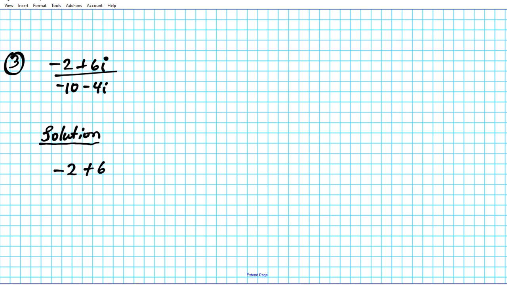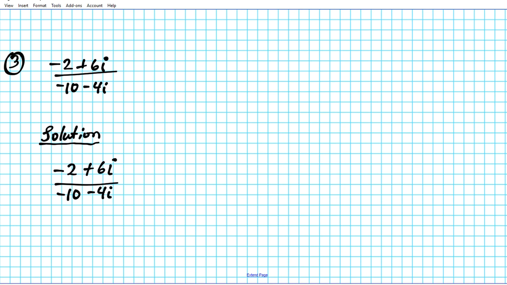Alright, let's try one more example. Now what if you have negative 2 plus 6i divided by negative 10 minus 4i. Alright, let's go ahead and simplify that. So we have negative 2 plus 6i divided by negative 10 minus 4i.